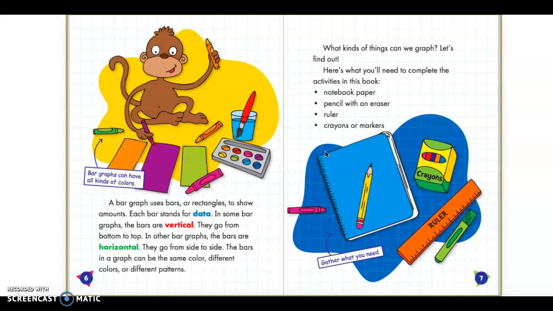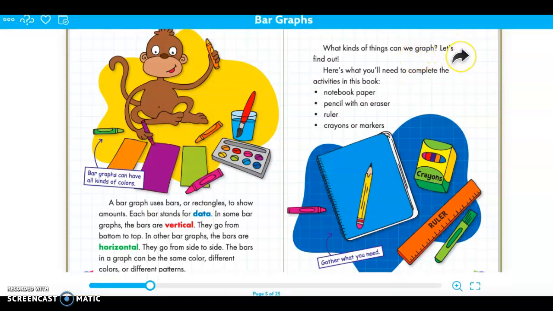So, what kind of things can we graph? Let's find out. We are not going to do this part, so I might skip some of the pages. I just want to read the important information.